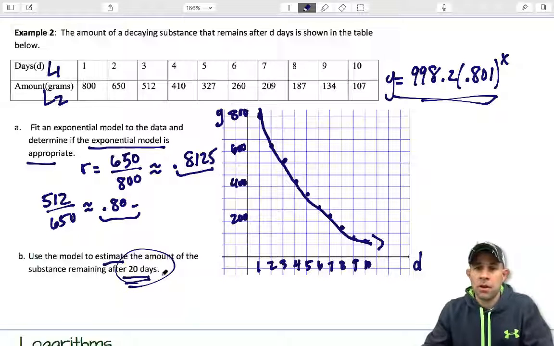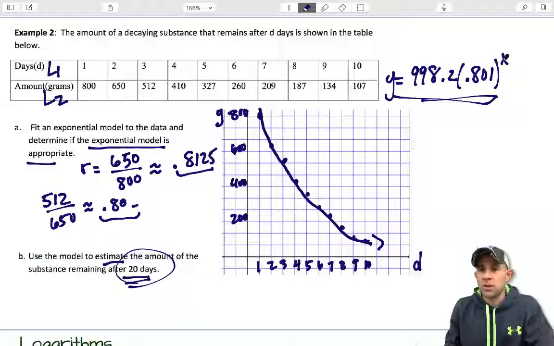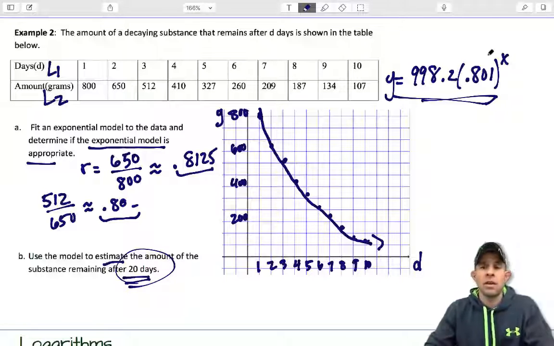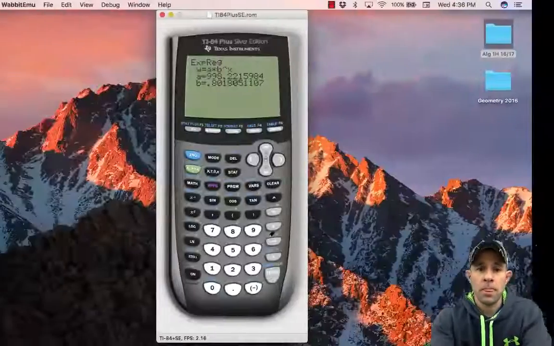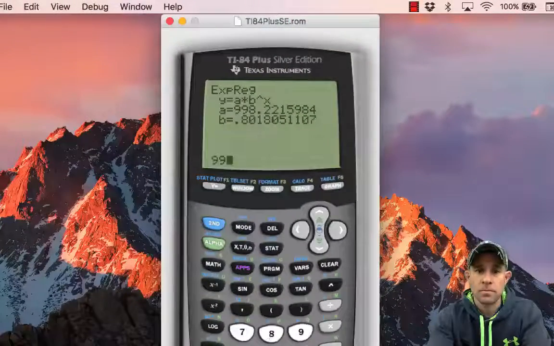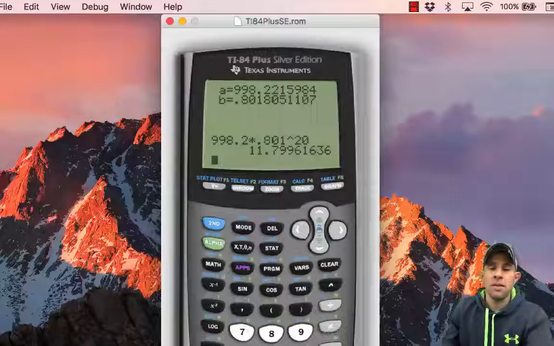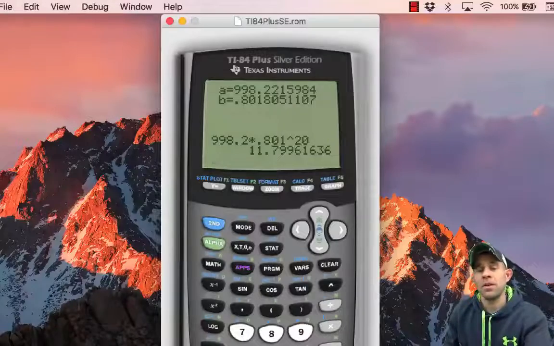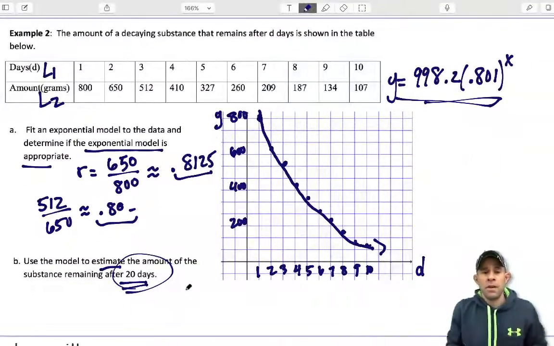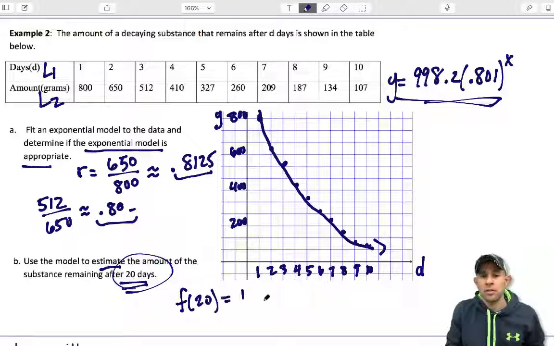So heading back to our calculator, we'll just use this equation here, and we'll substitute 20 in for that power. So the amount of substance that remains looks to be about 11.8 grams. So we can write that in here. Our function here after 20 days should be equal to about 11.8 grams.